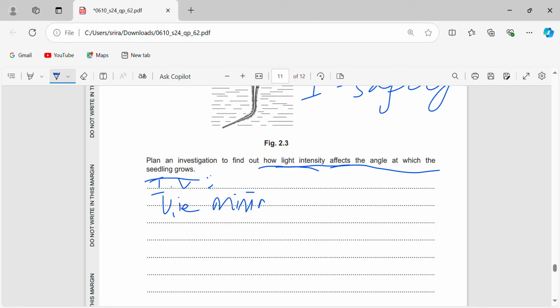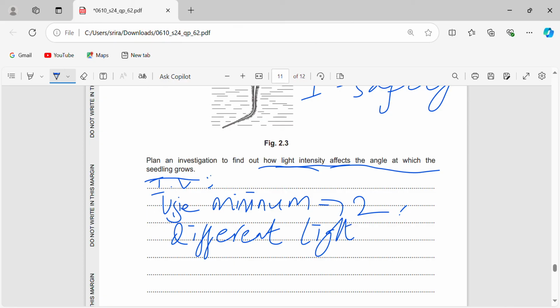That is our independent variable, light intensity. Minimum 2 different light intensities. Also guys, obviously here I'm writing humongous letters. When you're writing, try not to go over the lines. If you do maybe 1 or 2 lines, you don't want to give a bad impression to the examiners. So use minimum 2 different light intensities.